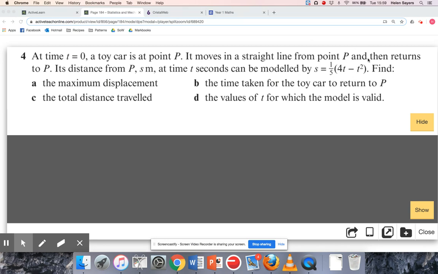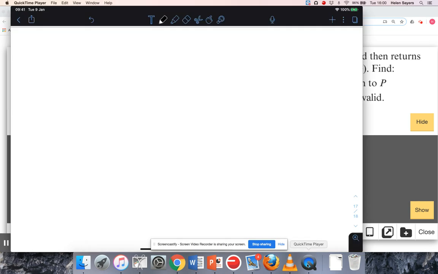So looking at this, I can see it's a quadratic and it's a negative t squared. So if I need the maximum, it's that shape graph, so basically I'm after that value there, I need the vertex. So I can either do that through differentiating, or I can do it through completing the square. So the actual function was that S equals 1/5 of 4t minus t squared.